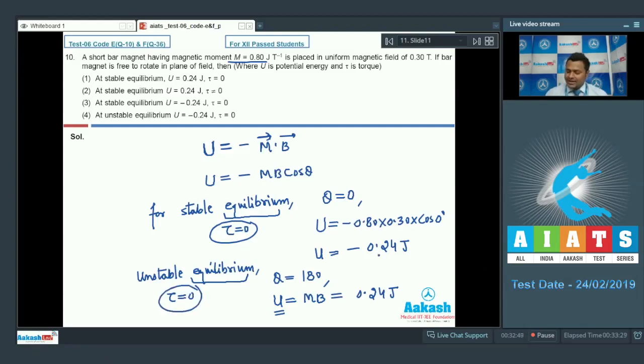After getting the things, now let us find out the options. Option number 1, for stable equilibrium U equals, no, it is given as plus of 0.24, which is incorrect. Option number 2, stable equilibrium U equals to 0.24, again incorrect. For stable equilibrium U equals minus of 0.24 joule and tau equals 0. This is absolutely correct. So we will go with option number 3.